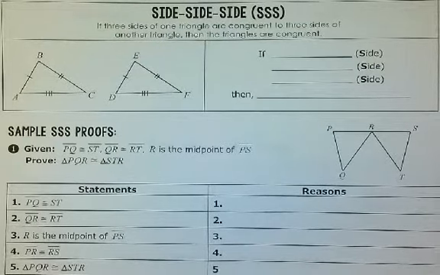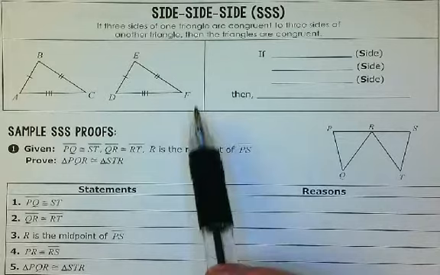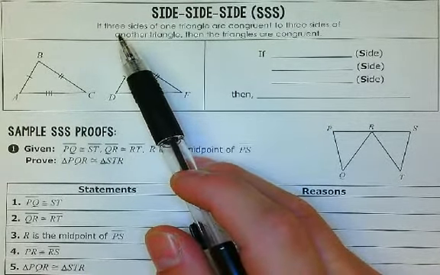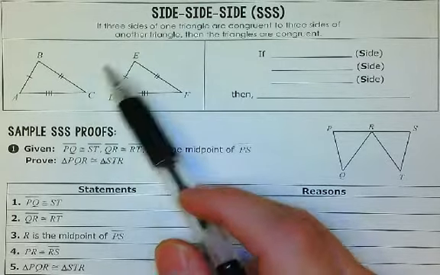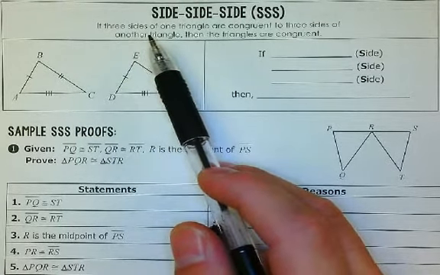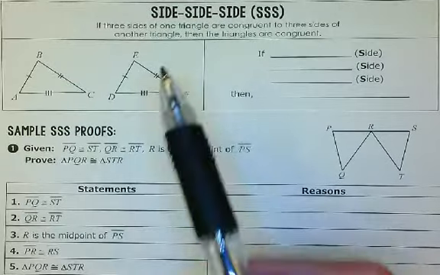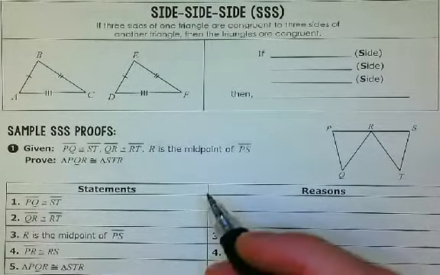The reason that we use these is to prove triangles congruent using fewer parts than knowing that all parts of the triangles are congruent. So for side-side-side, the only thing that we need to know to prove that these two triangles are congruent is that three sides of one triangle are congruent to three sides of the other. If we have that, then both triangles are congruent.